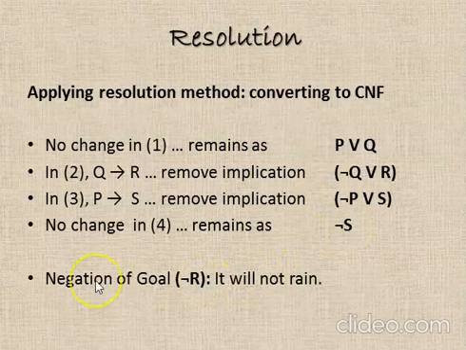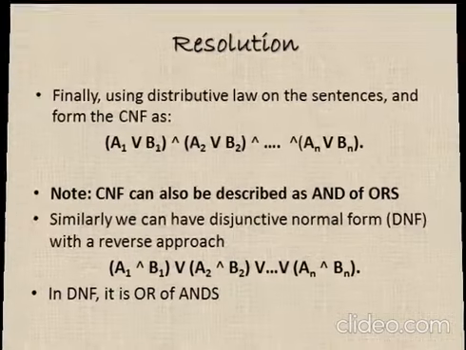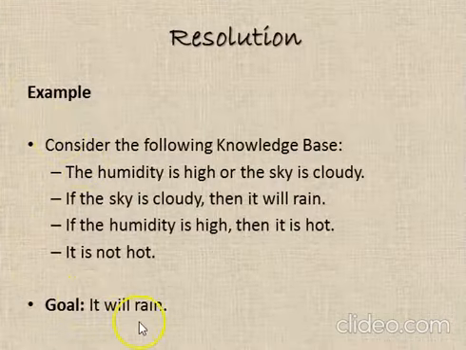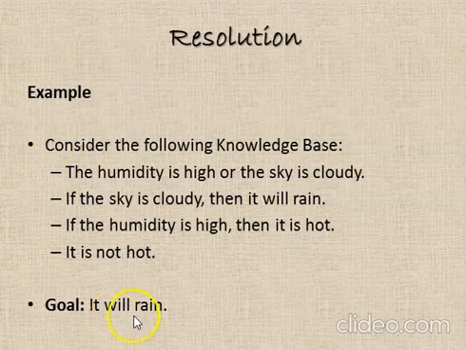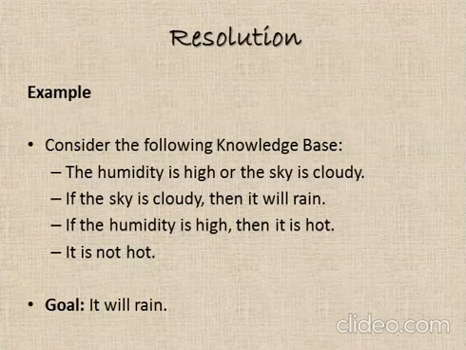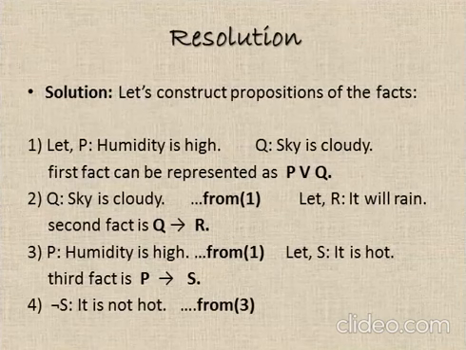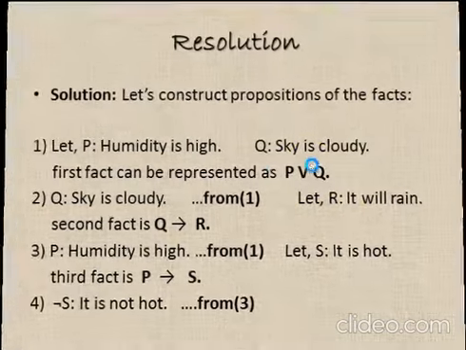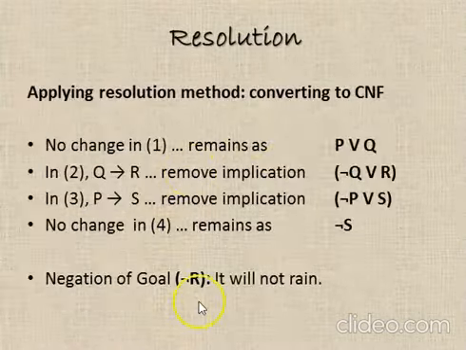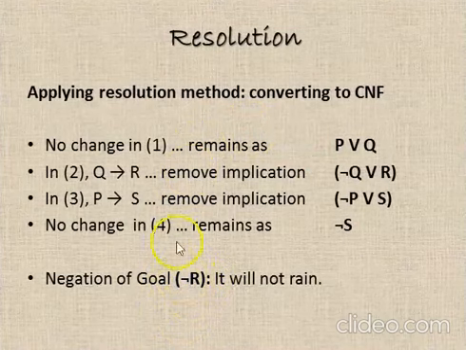Then we have to negate our goal. It will rain was our goal. Then if we negate that, it becomes it will not rain. So we are contradicting our goal or assuming that our goal is wrong. Our goal to be attained is it will rain. So while negating that, we can term it as it will not rain, and we have already defined it will rain as R, so its negation is not R. So we have reached up to this point, not R.